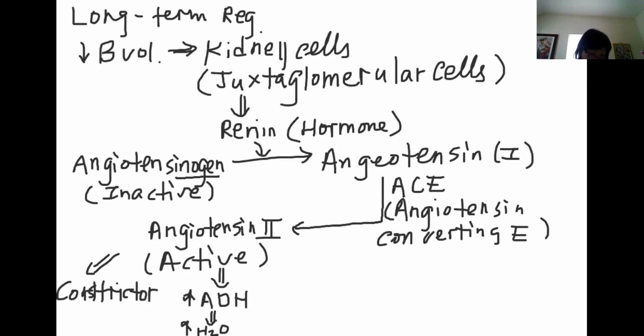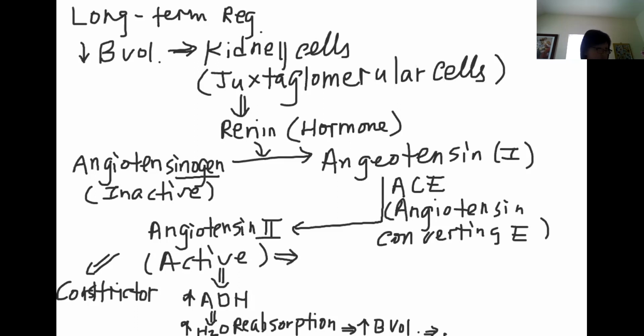If you have this one, then you're going to have more water reabsorption. If you have more water reabsorption, then you have more blood volume. More blood volume, higher blood pressure. I don't have space to write anymore. More volume, more blood pressure. So that's angiotensin 2.